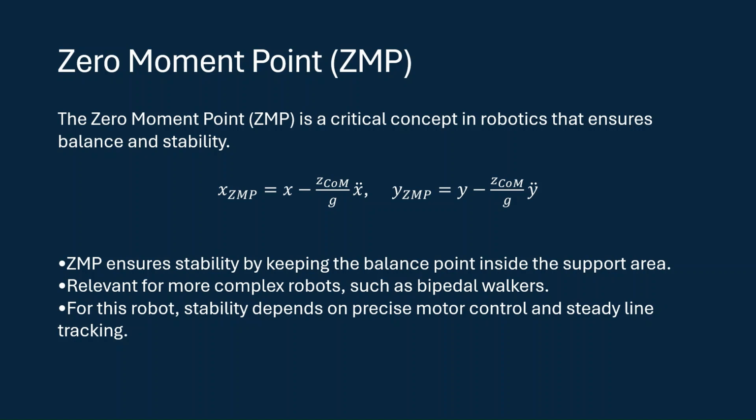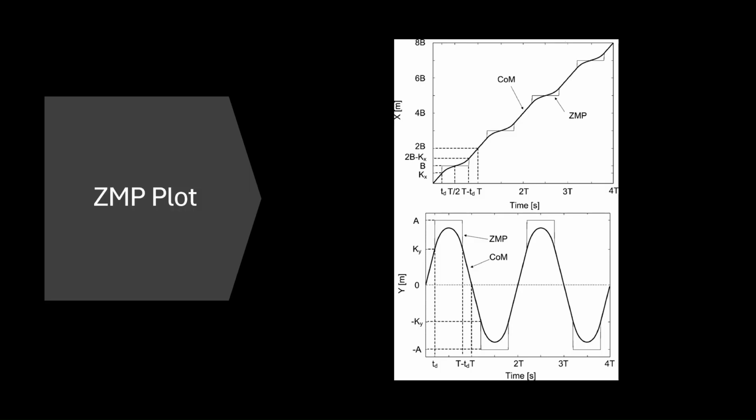ZMP will ensure stability by keeping the balance point or center of mass inside the support area, also known as the support polygon. If the ZMP exits the support polygon, you will have a failure in the robot as it will fall over. This is relevant for more complex robots such as bipedal walkers. OP3 has 2 legs and walks on them, so he would be classified for this. For this robot, stability depends on precise motor control and steady line tracking, so we will need ZMP to be within the support polygon. Here's just a basic plot that we'll go over.